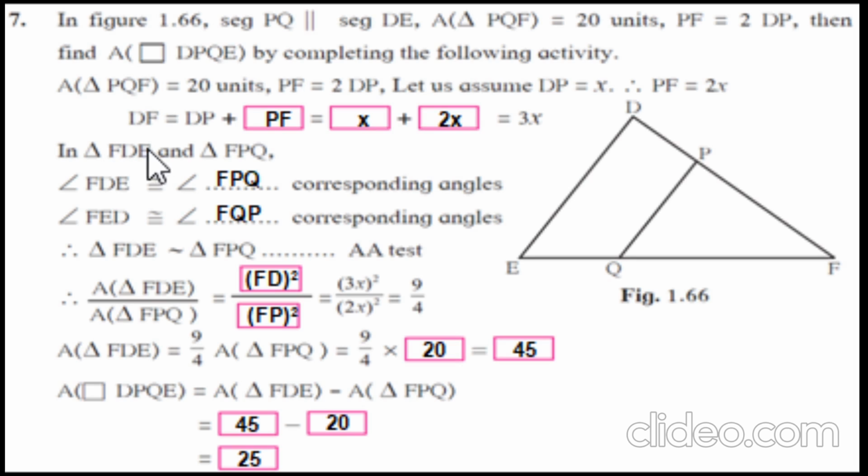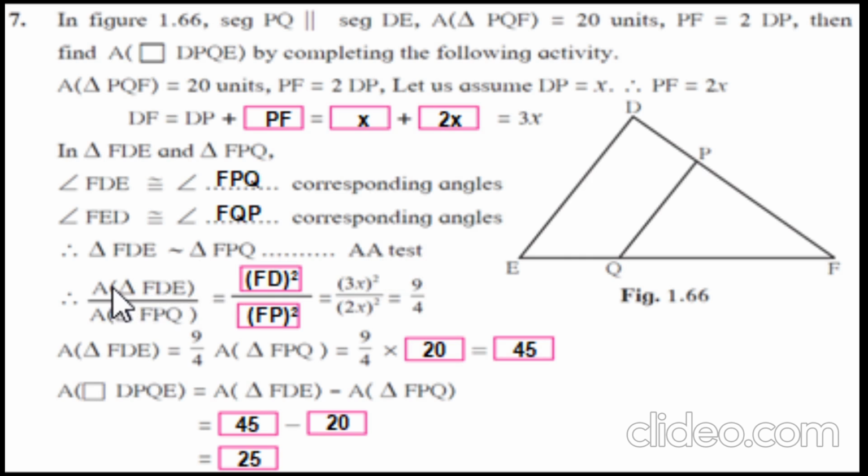Now in triangle FDE and triangle FPQ, FDE is the bigger triangle and FPQ is the smaller triangle. See, these two sides are parallel, therefore we get 2 pairs of corresponding angles. So angle FDE is congruent to angle FPQ. Similarly, we get angle FED congruent to angle FQP. So these two triangles are similar by AA test.